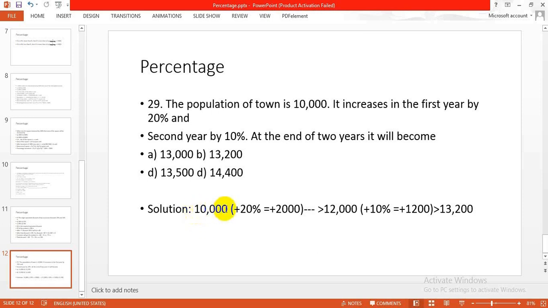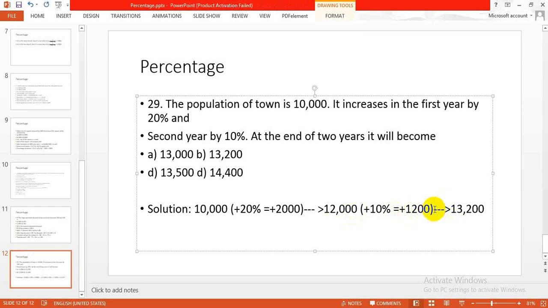Solution. First, 10,000 was the population. In the first year, it will increase by 20%. That means 20% of 10,000 equals 2,000. So it will increase by 2,000. So the total will be 10,000 plus 2,000 equal to 12,000. And after that, in the second year, it will increase by 10% of 12,000. That means it will increase by 1200. So the total will be 12,000 plus 1200, equal to 13,200.